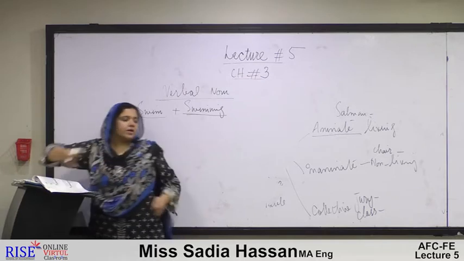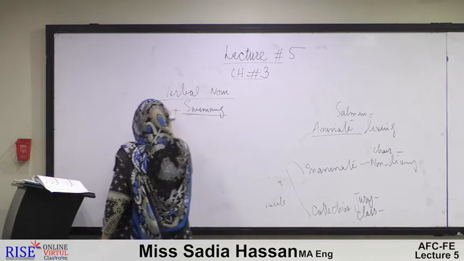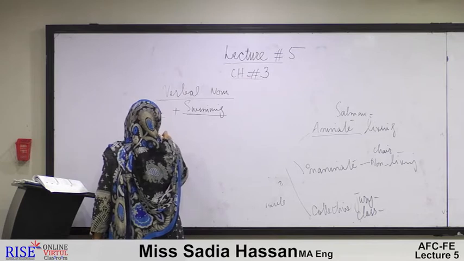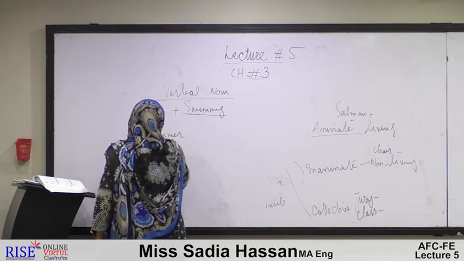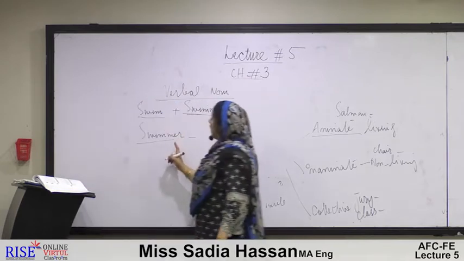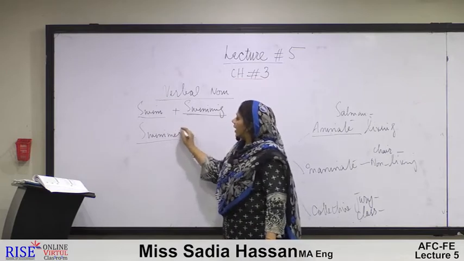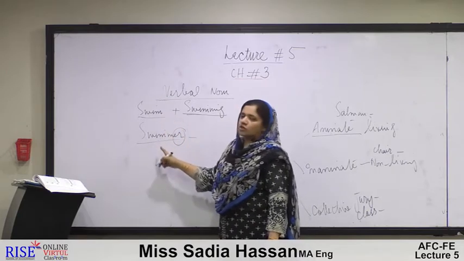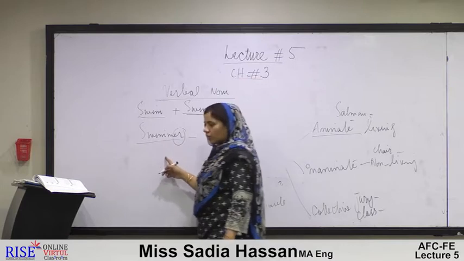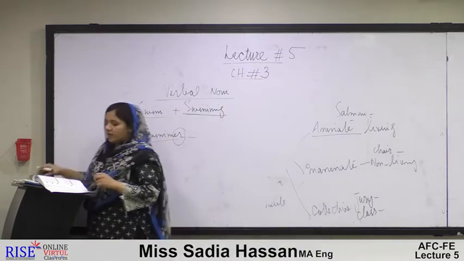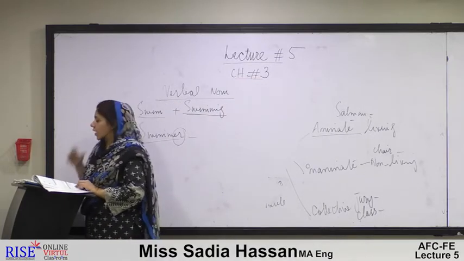For example, run is a verb or swim is a verb. Swimmer. Sometimes we add er at the end of the verb, and that is also called a verbal noun. Then we have some other nouns, compound nouns.